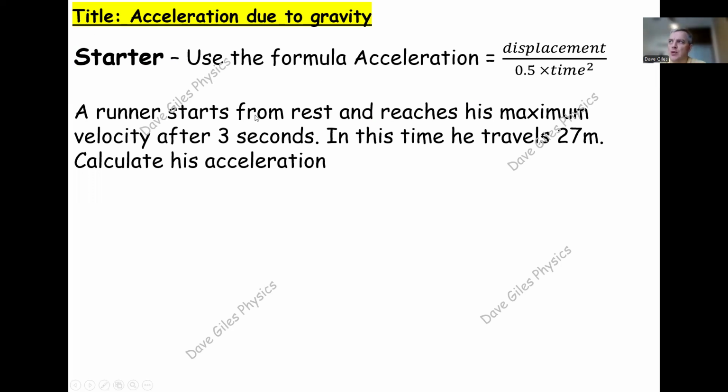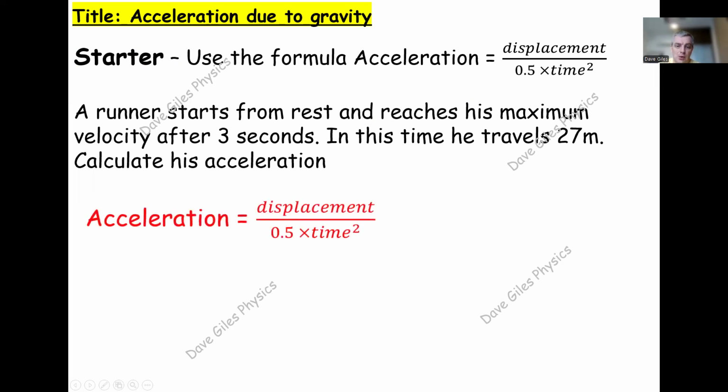So a runner starts from rest and reaches his maximum velocity after 3 seconds. In this time, he travels 27 meters. Calculate his acceleration. So acceleration equals displacement divided by a half times time squared. Sometimes you might see it written as 2 times displacement divided by time squared, the same formula. So 27 divided by a half times 3 squared. So 3 squared is 9, half that's 4.5. So 27 over 4.5, which equals 6 meters per second squared. Don't forget your units at the end of the answer.